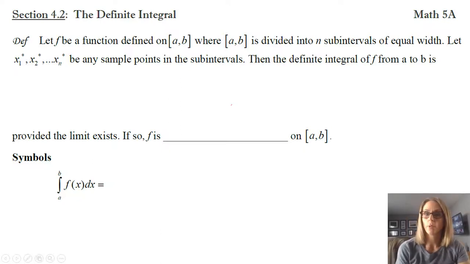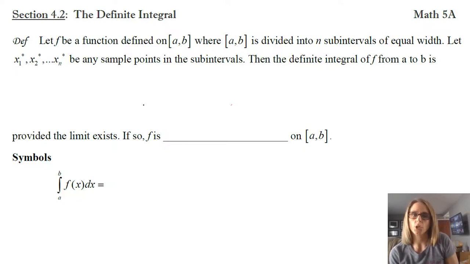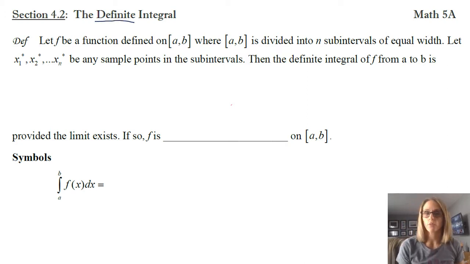So this is section 4.2, the definite integral. And the word definite is going to be very important because in the future we're also going to see indefinite integrals. So this builds on what we were talking about in section 4.1 with Riemann-sum rectangles that add up the area underneath a curve.